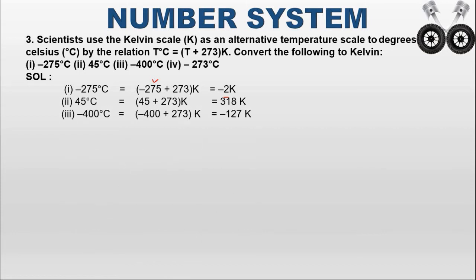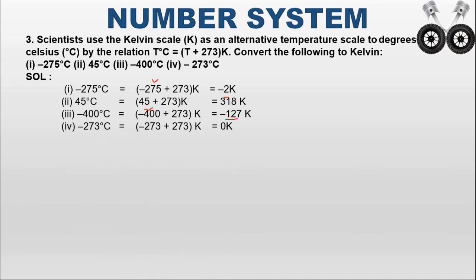So the next one is minus 400 degrees Celsius. So minus 400 plus 273. Here these two integers have different signs, which means we have to subtract. So 400 minus 273 equals 127. Which is the biggest number here? 400 is the biggest number, so for that the sign will be minus. So the answer is minus 127 Kelvin.